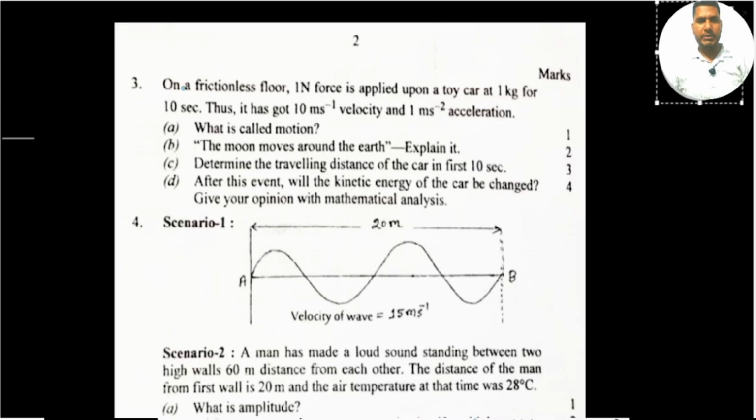Our first question is, on a frictionless floor, 1 Newton force is applied upon a toy car of 1 kg for 10 seconds. Thus, it has got 10 meter per second velocity and 1 meter per second square acceleration. The question is, number C, determine the traveling distance of the car in the first 10 seconds. This is a so easy question for you, I know.